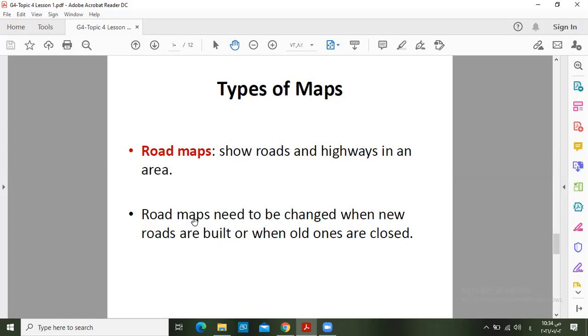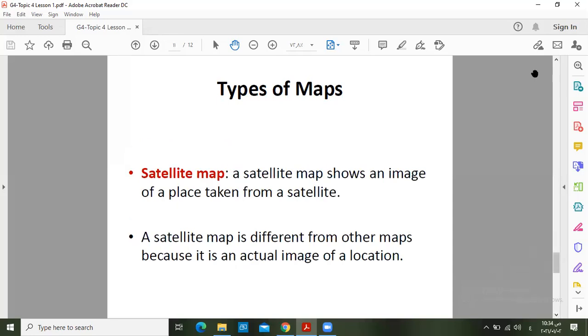So you can't use it. Maybe it's not accurate, because for 10 years, of course, many roads are built and also some roads are closed. So these types of maps are changed or updated every year because, of course, there are always roads that countries build or roads that are closed. Another type of map is called a satellite map.